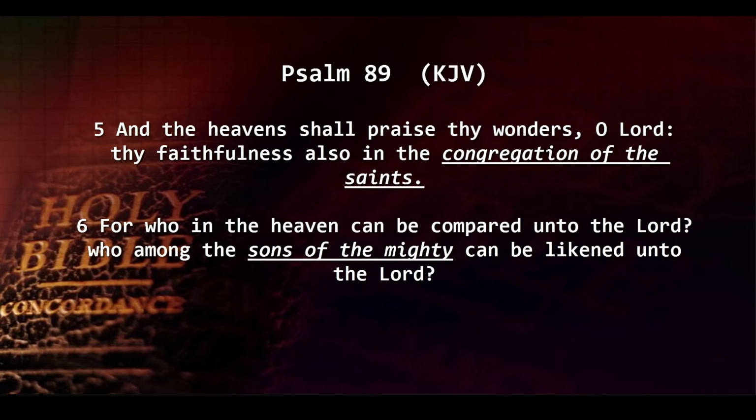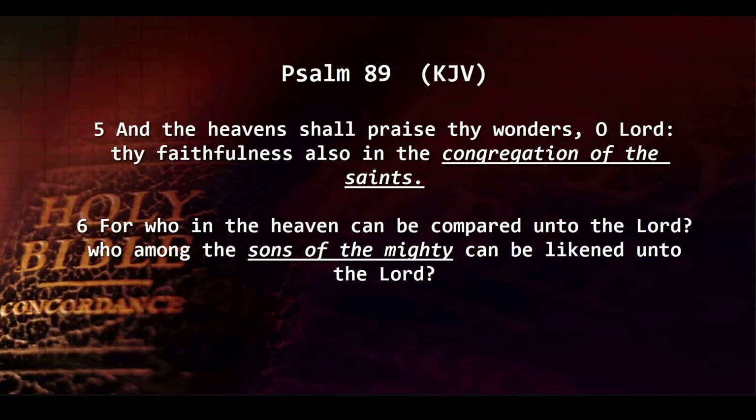Here it goes, the King James, Psalm 89:6. For unto heaven can be compared unto the Lord, who among the sons of the mighty liken unto the Lord? So is it clear, 1 Kings 22, Psalm 89, there is a heavenly assembly, a heavenly council, a congregation in heaven. And in heaven, you have Yahweh God on his throne, presiding over holy ones, sons of God, heavenly beings, spirit creatures. Okay, we got more.